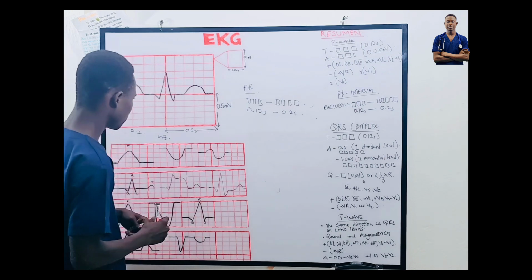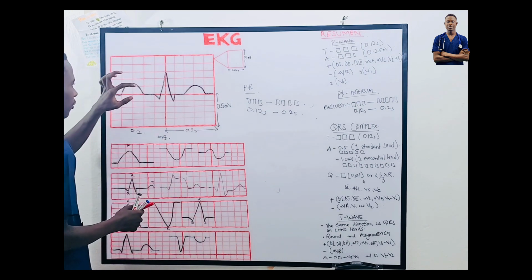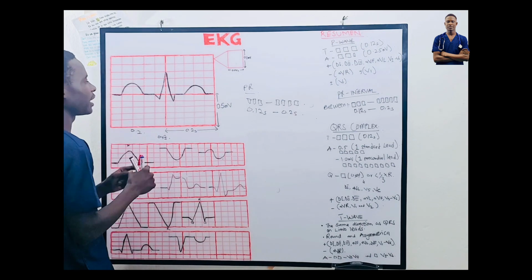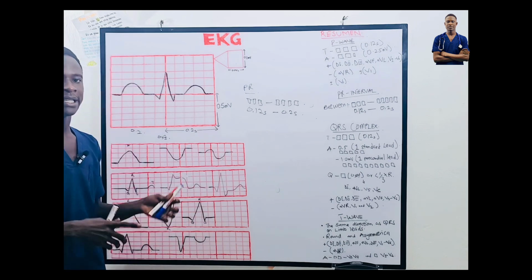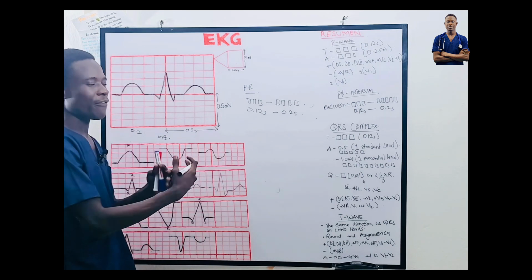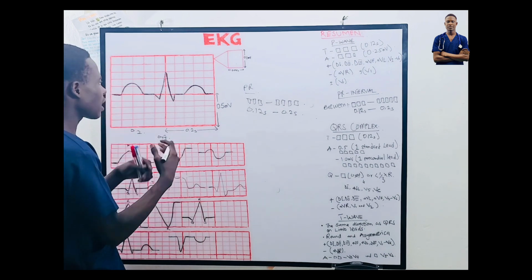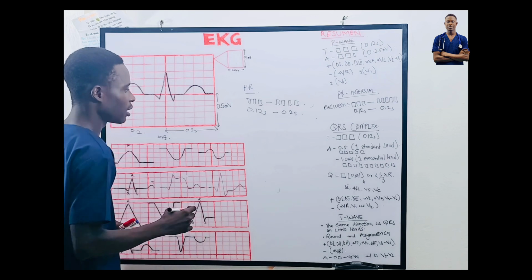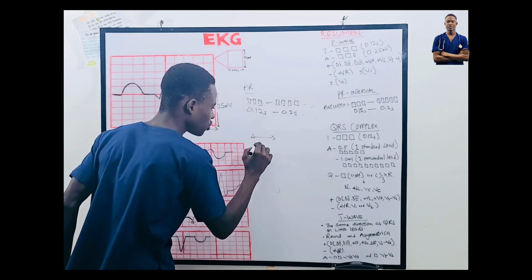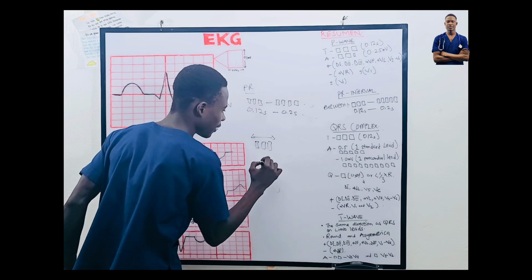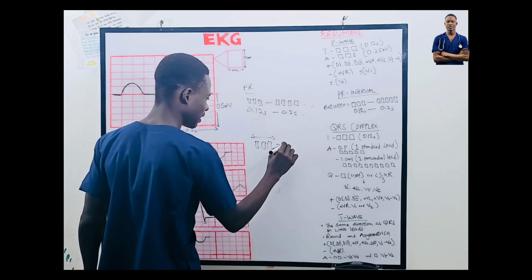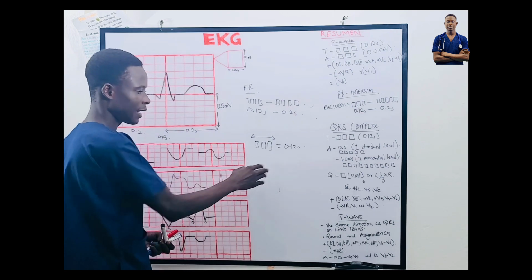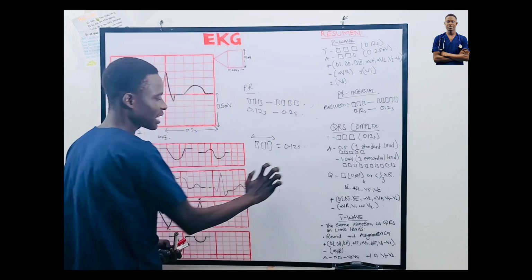Now, let's continue from the PR interval. And now let's come to the QRS complex, which is the depolarization of the ventricles. Now, let's look at it. If we take the QRS complex, the width, which is the time, is supposed to be 3 boxes, and 3 boxes is the same as 0.12 seconds. So it must take 0.12 seconds. When it is more than that, you understand?